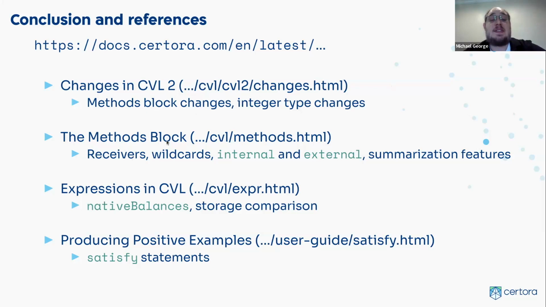A lot of the information in the methods block is both actually in the CVL2 changes, but some of the things like catch-all summaries and some of the new summarization features that have happened since CVL2 are just in the methods block reference manual. The native balances and storage comparison, those are also features that are new since CVL2. You can find those in the documentation on expressions in CVL. And the satisfy statements that we just talked about, there's actually a section in the user guide kind of walking you through how to look at an example and make sure it's the right one. So that's where I'd point you for that.